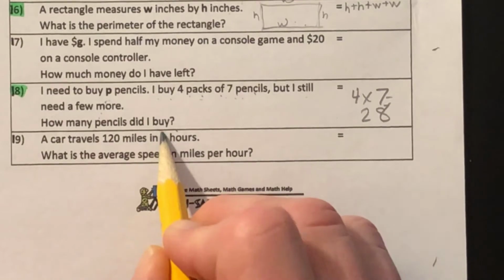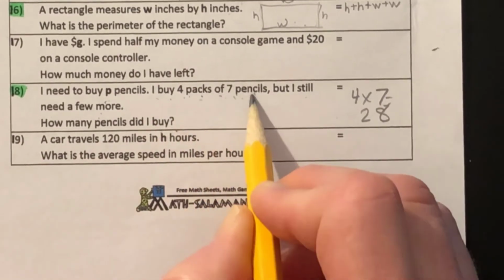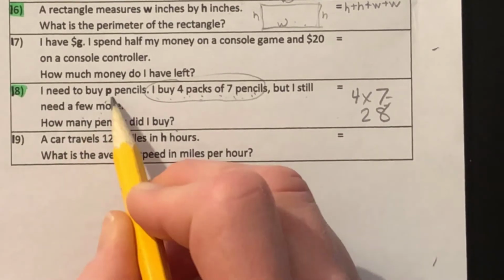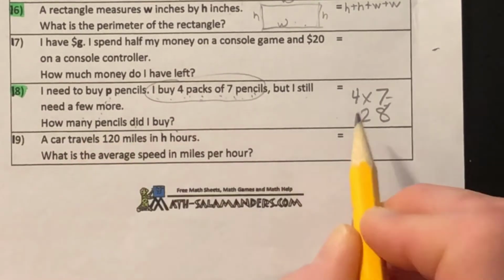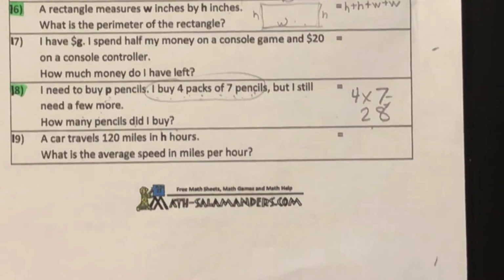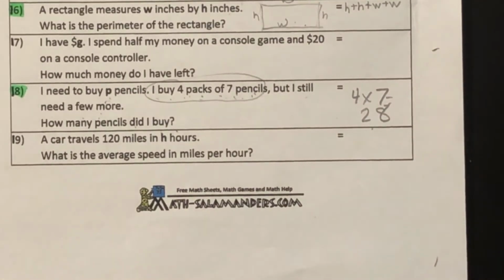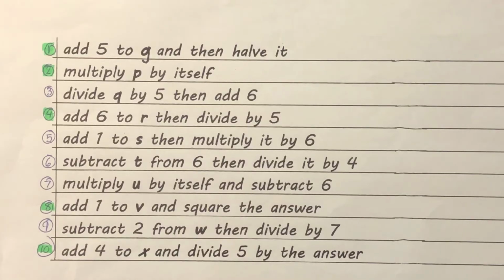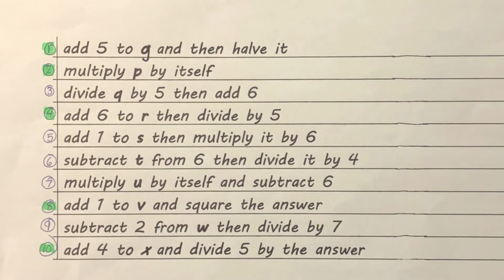I buy 4 packs of 7 pencils. That's how many I buy. I still need more, and I need that many, but I bought 28 pencils. Nice. That's clearly not what they were going for, but that is the question they asked, and that is the question we answered. So we're good. We got a few more of these to do, and we're done for today in this book.